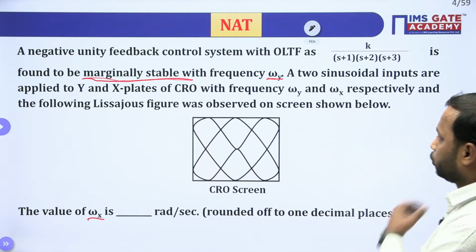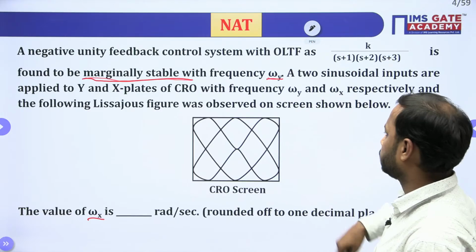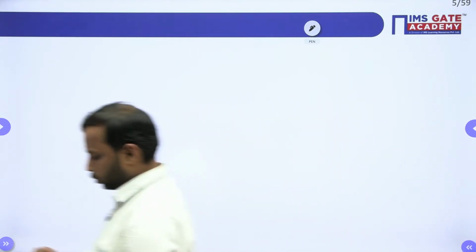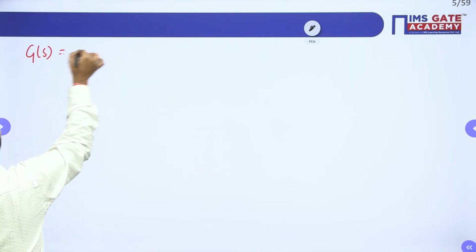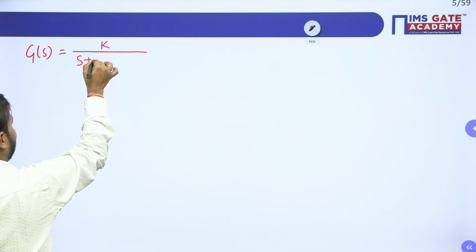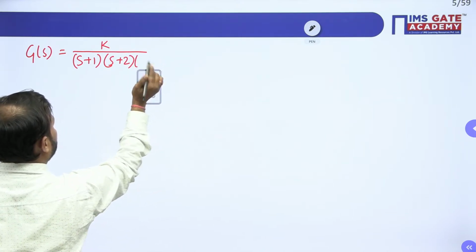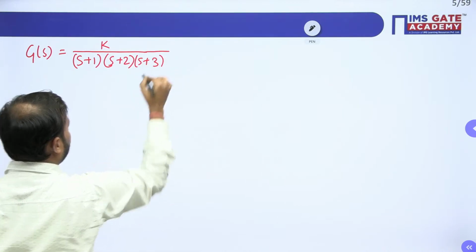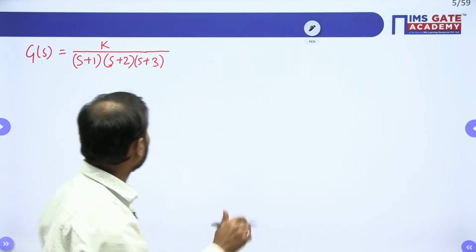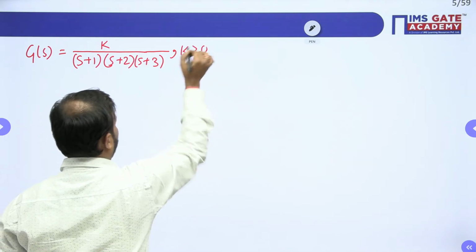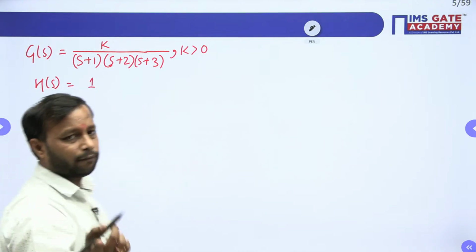So how are we going to find it? Basically, this is a negative feedback system in which this is the transfer function. Let me directly come to the solution part. G of s is given as K upon (s plus 1)(s plus 2)(s plus 3). K can be positive or negative, but if it is not mentioned in the question, then by default we take K to be greater than 0. And the feedback is unity, a negative unity feedback.